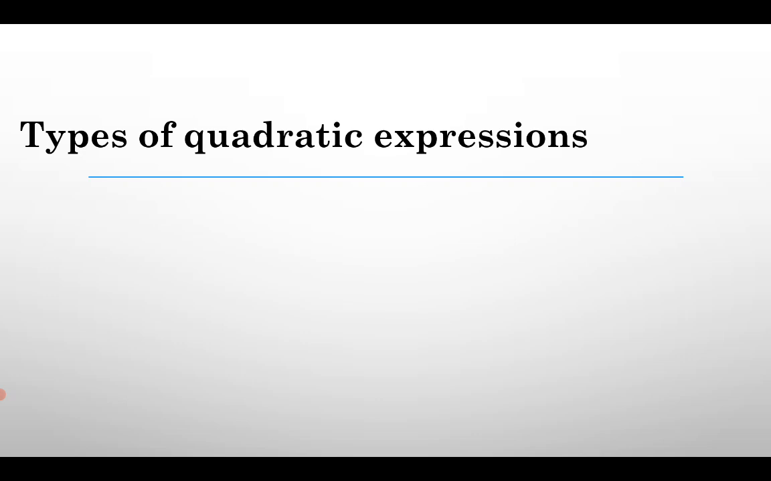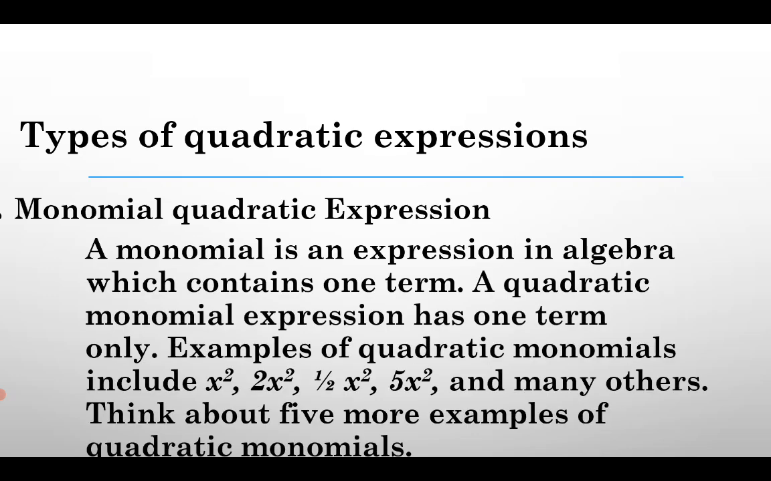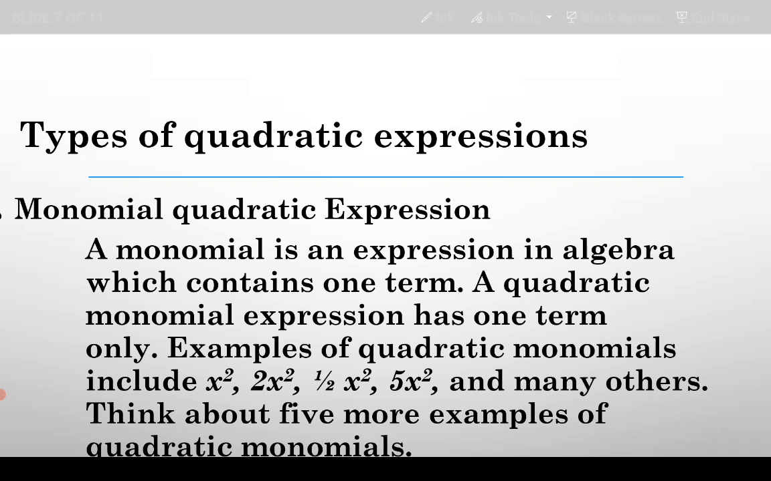Quadratic expressions are of 3 main types. Of course, you can go up to 4 or 5. It just depends on the highest power of x, of the unknown in such an expression. So the first type of quadratic expressions is called the monomial quadratic expression.